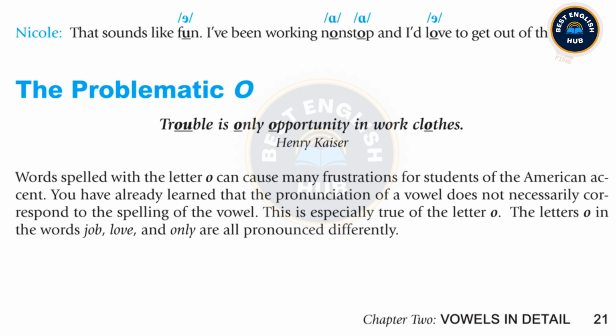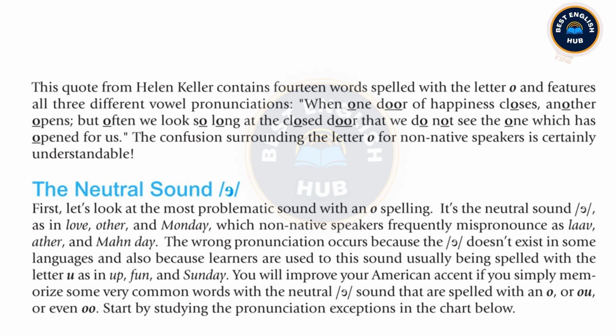The problematic O. Words spelled with the letter O can cause many frustrations for students of the American accent. You have already learned that the pronunciation of a vowel doesn't necessarily correspond to the spelling of the vowel. This is especially true of the letter O. The letters O in the words job, love, and only are all pronounced differently. Here is a quote by Helen Keller, which contains 14 different words spelled with the letter O and has all 3 different vowel pronunciations. You will hear the quote twice. First, just listen. The second time you hear it, you will have a chance to repeat.